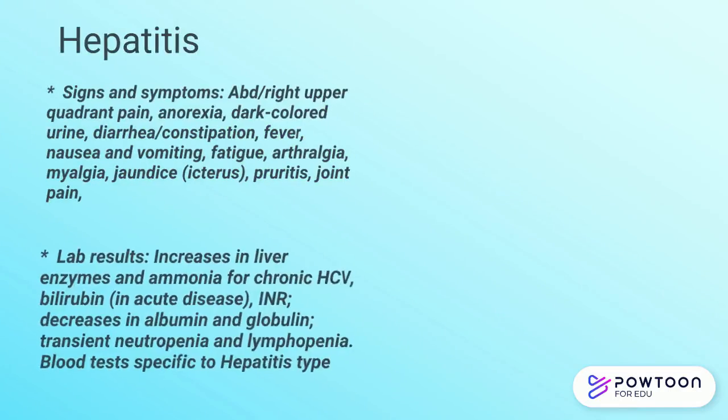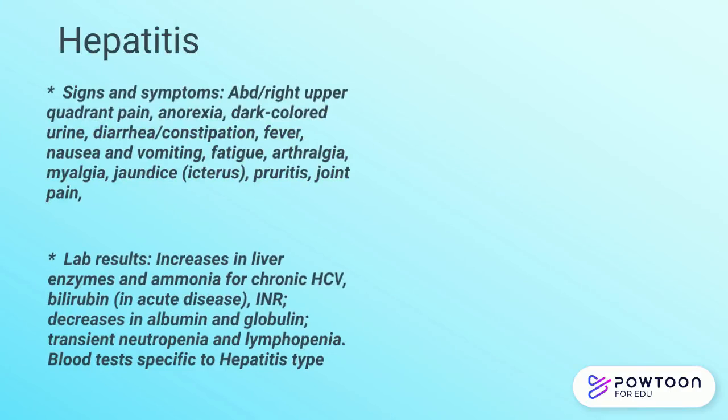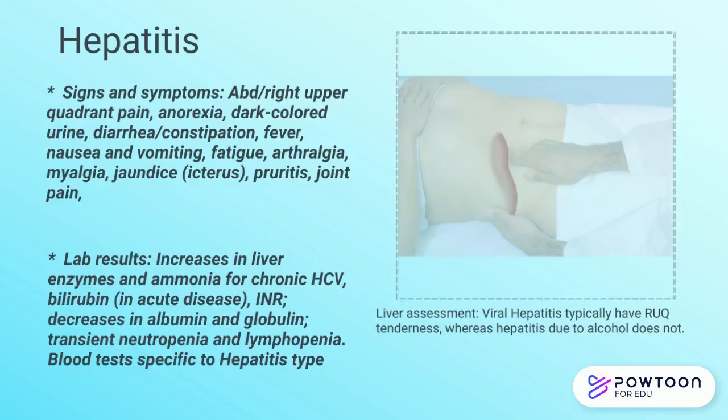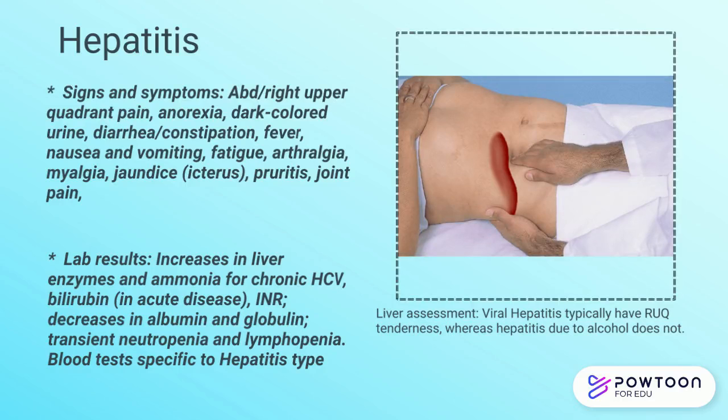Signs and symptoms may include right upper quadrant pain where that liver is, as well as lack of appetite. You may see darker colored urine, fever, nausea, vomiting, and muscle aches, flu-like symptoms as well. If it's severe, you may see that jaundice, and you may see elevations in those liver enzymes.